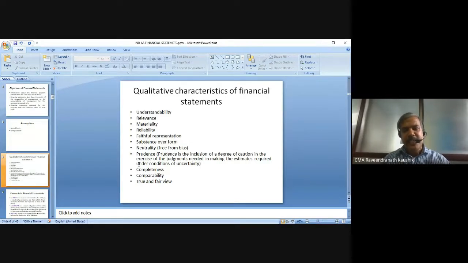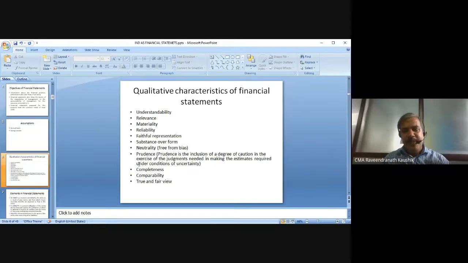So then completeness should be there. That means there should not be any gaps or any information which does not have full disclosure. So that is called completeness. Completeness should be in all aspects. The information or the transaction, whatever has been recorded, is in total.